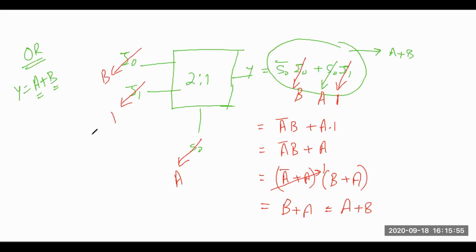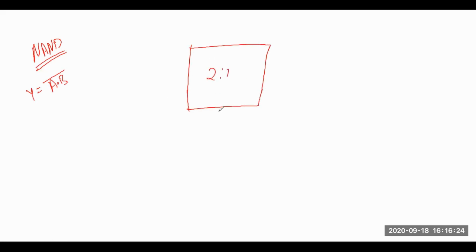Right. Let's come to the NAND gate. Now we will design the NAND gate using the 2:1 multiplexer. My NAND gate is nothing but I need to have A dot B whole bar at my output side. So come to your 2:1 multiplexer. This is my 2:1 multiplexer, one select line that is S0, two input lines that are I0 and I1, one output line that is Y.